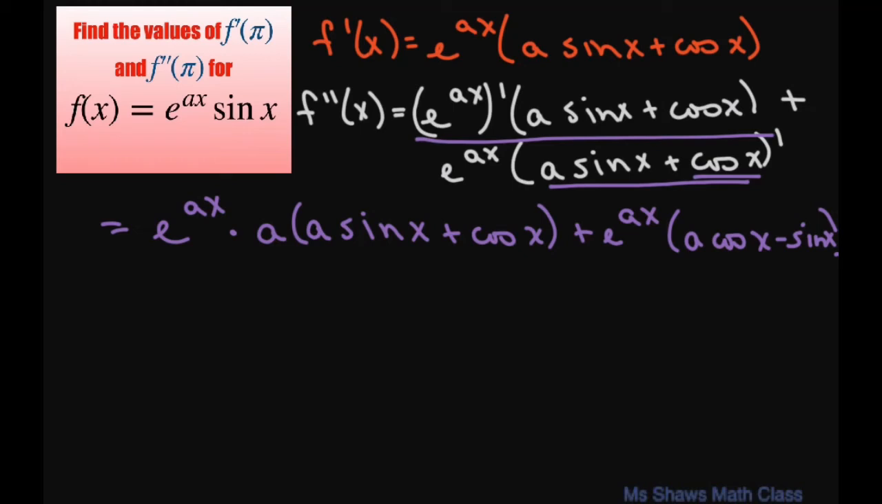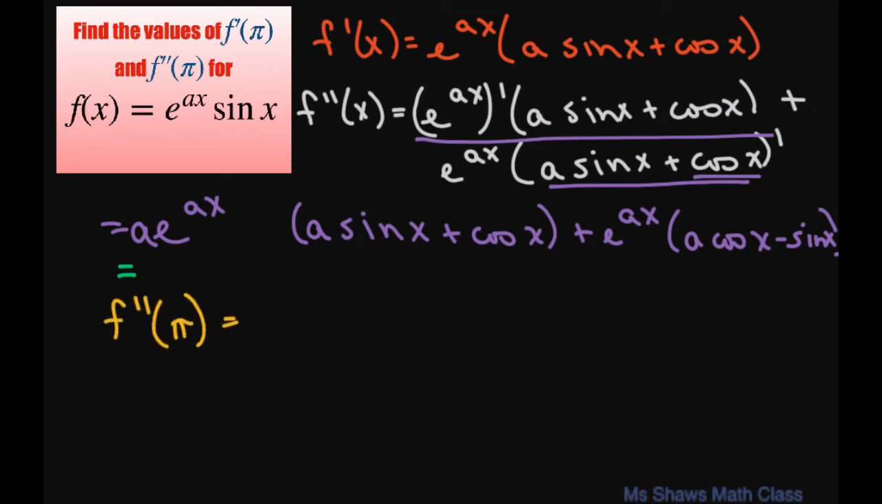Let's see what we can do. The only thing different that I would do with this is I would move this a in front. So I'm going to go ahead and move that in front. I'll just put the a there. That's the only thing I think I'll do different to all that. Now let's go ahead and evaluate this at pi. So when you do that, we're going to get f double prime of pi.